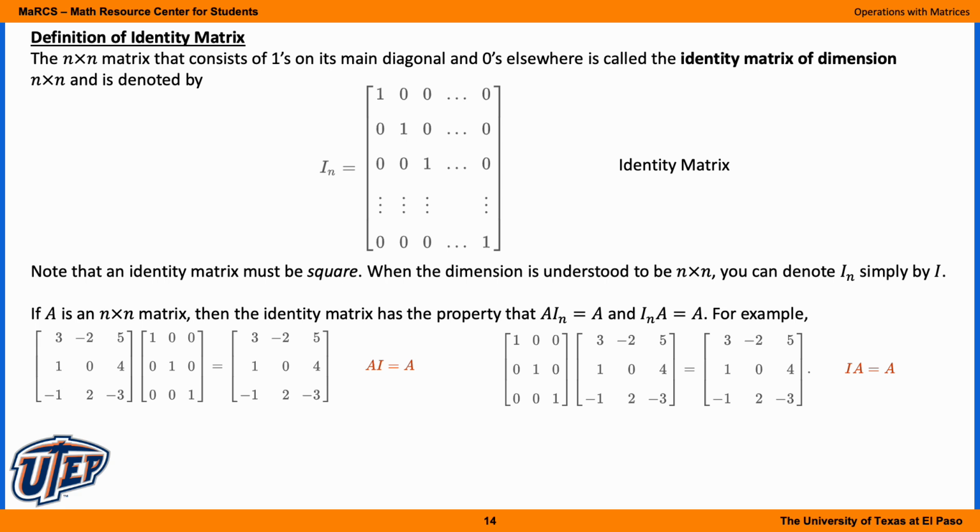So if A is a square matrix, meaning it has dimensions n by n, the identity matrix has the property that A times the identity, having the same size, will be equal to A, and the identity times A will also be equal to A. So we have the example here. We have a matrix A of size 3 by 3. So when we multiply it by the identity, I3, we get A once again. On the right hand side, once we multiply first the identity by A, then we also get A.